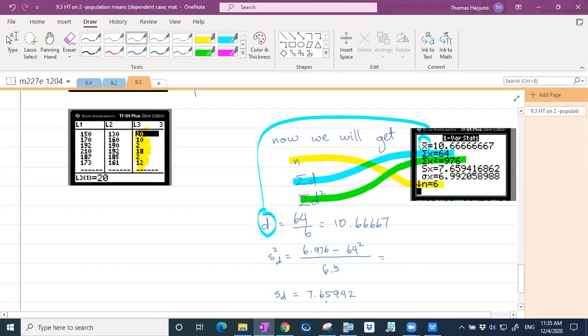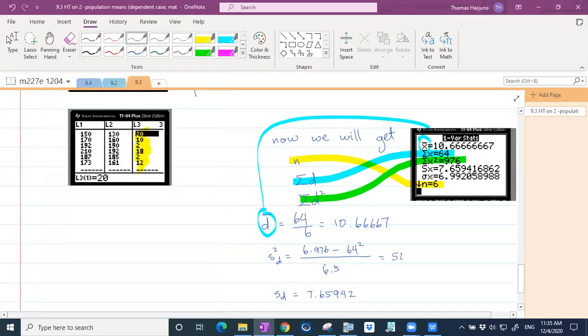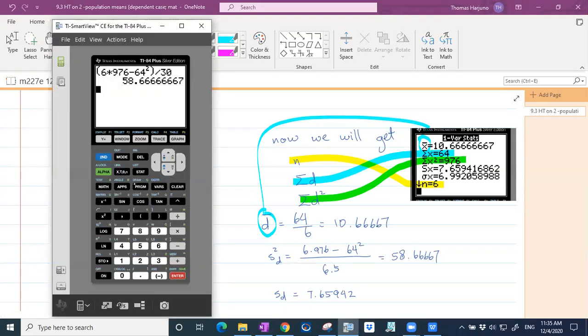Okay, now you use your calculator just to confirm that you don't make any miscomputation. Parenthesis 6 times 976 minus 64 squared, close parenthesis, divided by 6 times 5, which is 30. 58.66667. Now do the square root of that number. Do you confirm that?